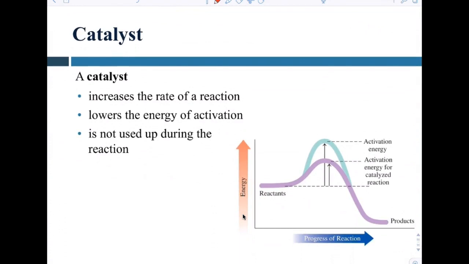So what a catalyst does is lower the activation energy, so it makes it go faster. So if we were riding bikes and we were trying to get up these hills, if you went up this hill, the purple hill, you would get to the products a lot faster than I would if I'm going up the green hill. And so a catalyst lowers the activation energy, so it makes it easier for the reaction to occur.